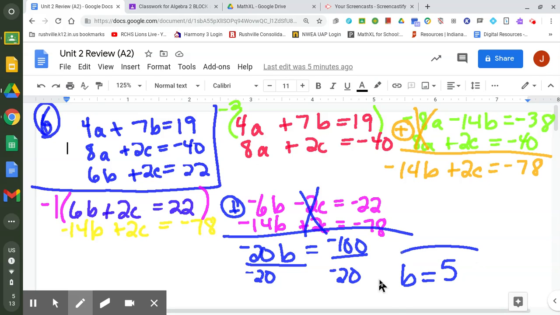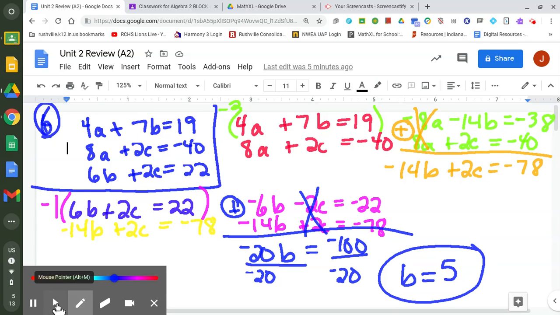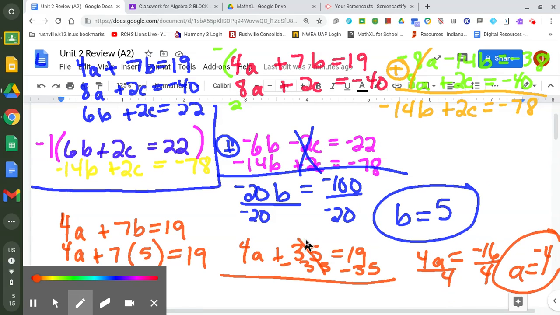So we actually have two equations that have a B and then one other variable. So I can plug that B into either equation 1 or equation 3. So we'll scroll up. Okay, so we found the B. So I wrote down equation 1 right here and just substituted in the 5. And then I got my 7 times 5 is 35 and ended up with an A is negative 4.